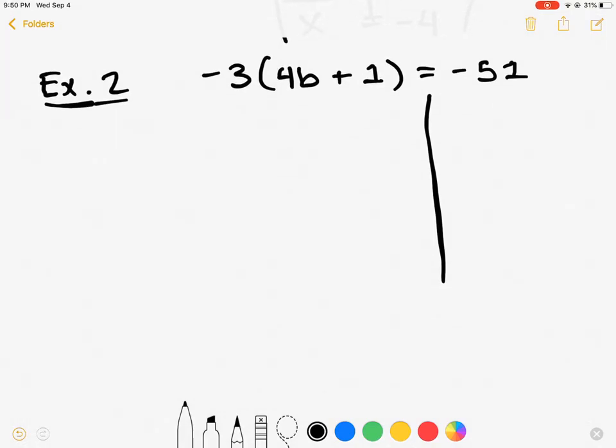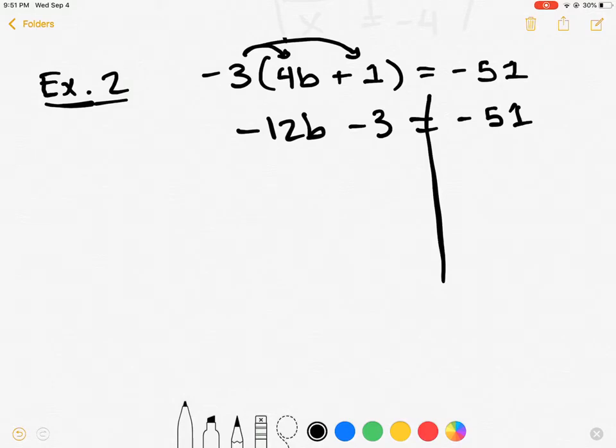We can do the same thing here. We can distribute our terms. And I'll draw the arrow to indicate that you're going to multiply that negative 3 by the two terms on the inside of the parentheses. So negative 3 times 4b, that gives you a negative 12b in result. And then we'll also multiply or distribute our negative 3 to our positive 1. So negative 3 times a positive 1 gives you a negative 3 as a result. And then that's still equal to negative 51 on our right side of the equation.